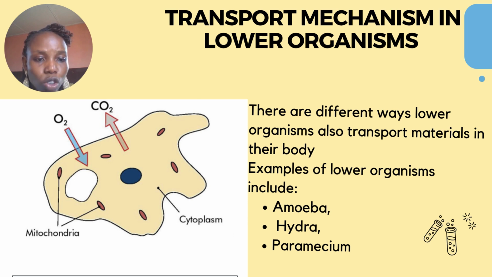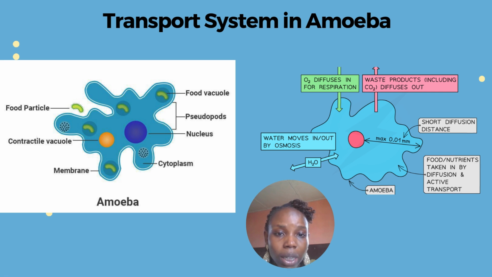Now let's take a look at how transport system works in amoeba. Don't forget, I said amoeba is an example of a unicellular organism. Take a look at the picture on the screen. Oxygen diffuses in for respiration. So oxygen enters into the body of the amoeba through the process called diffusion, and waste product also diffuses out through the process of diffusion. And you know what diffusion is: the movement of molecules from the region of higher concentration to the region of lower concentration until it is evenly distributed.